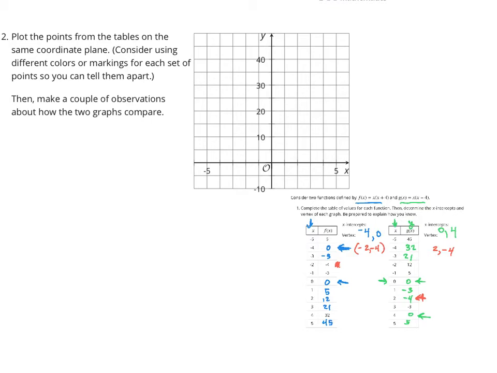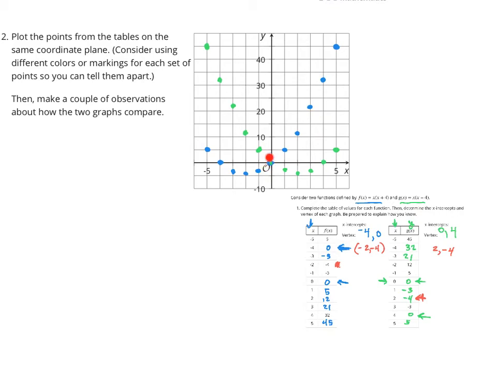All right, so I'm going to push pause again and do some graphing. All right, that's pretty cool. I see in blue, I've got my x-intercepts of negative 4 and 0, and my vertex of negative 2, negative 4. And in green, I have my x-intercepts of 0 and 4, and my vertex of 2, negative 4. It looks like they are exact reflections of each other. Pretty cool, huh? So that's my observations.